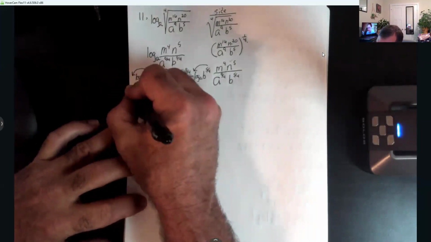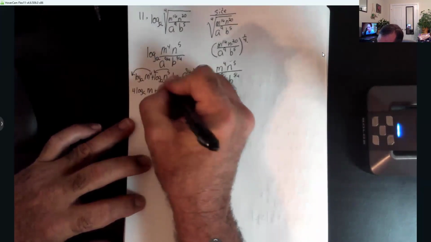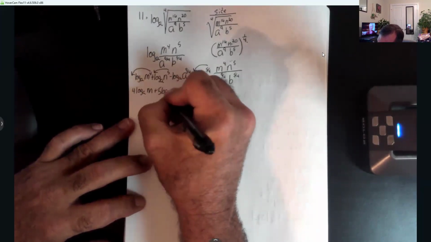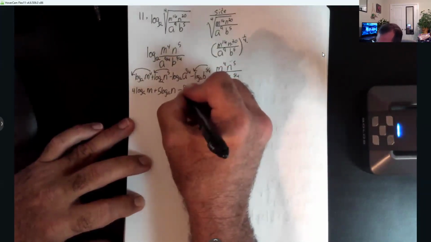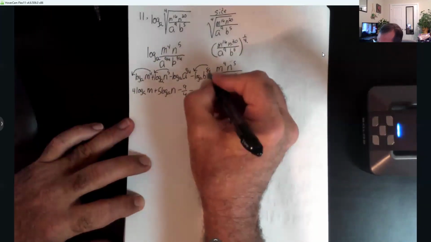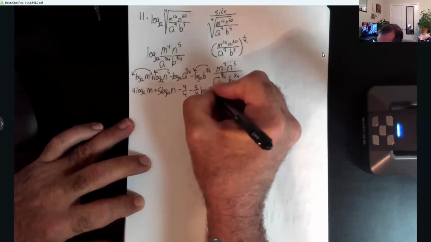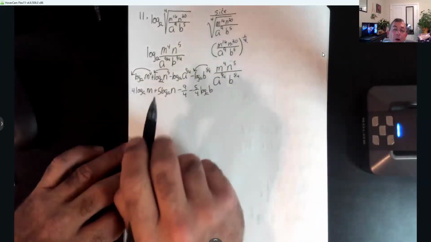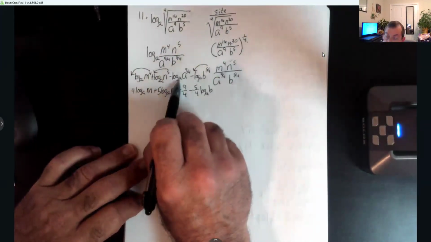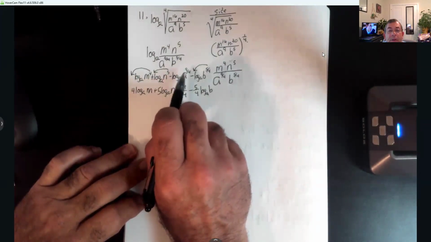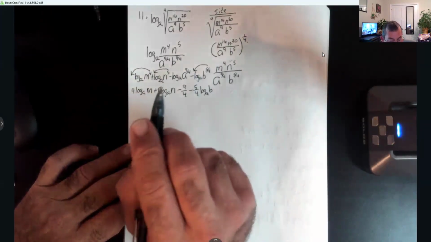So my final answer would be 4 log a m plus 5 log a n minus 9/4 minus 5/4 log a of b. So y'all, it is really, really important that you realize when the base of the log matches the base of the result raised to an exponent, it always equals the exponent, okay?